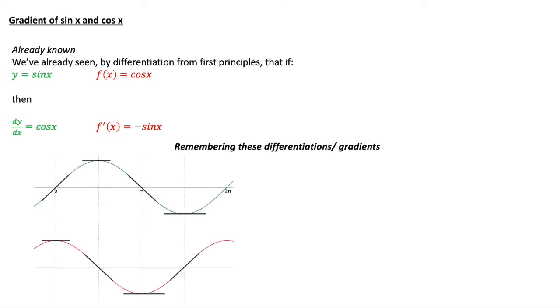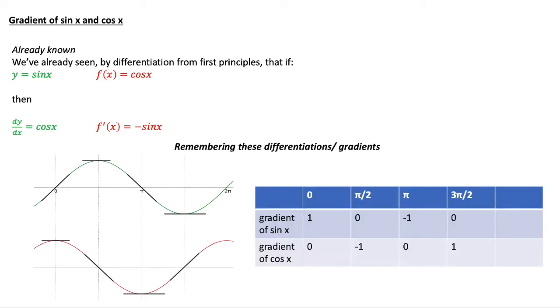So here we have at the top the sine graph in green to match the equation above, and the red is the cos graph. And if we look at the gradients, then for sine x at 0 we have a gradient of 1. At pi by 2 we have a gradient of 0, it's flat. At pi it's a gradient of minus 1. And then at 3 pi by 2 is a gradient of 0.